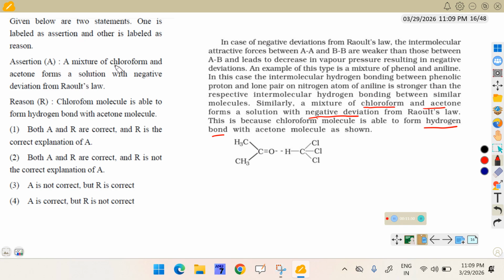Assertion: a mixture of chloroform and acetone form a solution with negative deviation from Raoult's law. Yes, chloroform and acetone forms negative deviation. Reason: chloroform molecule is able to form hydrogen bond with acetone molecule. Yes, forms hydrogen bond with acetone molecule. Both A and R are correct and R is the correct explanation of A.